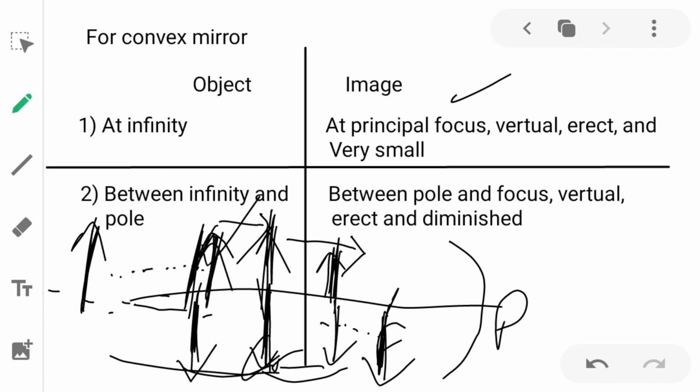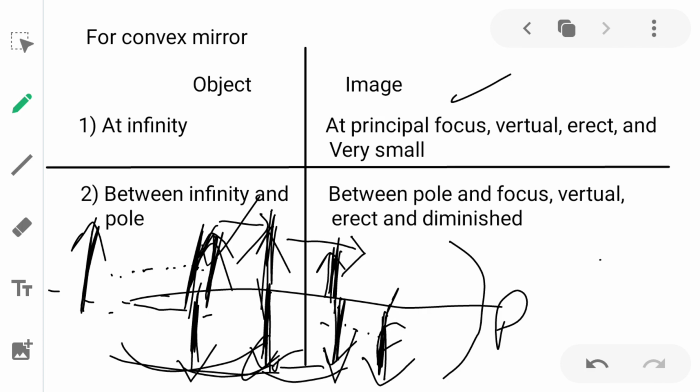And how to remember the size of the image, whether it is magnified or diminished? If it is towards the mirror, then it is diminished. If it is away from the mirror, it is magnified. So when the image is between C and F, it is diminished. When it is beyond C, it is magnified. If the image is nearer to the mirror, it is diminished. If the image is away from the mirror, it is magnified.